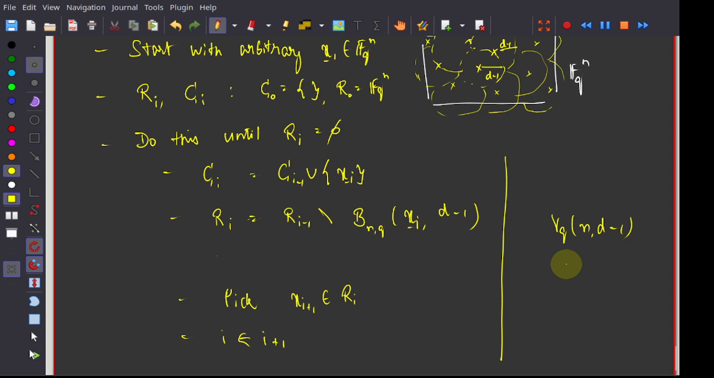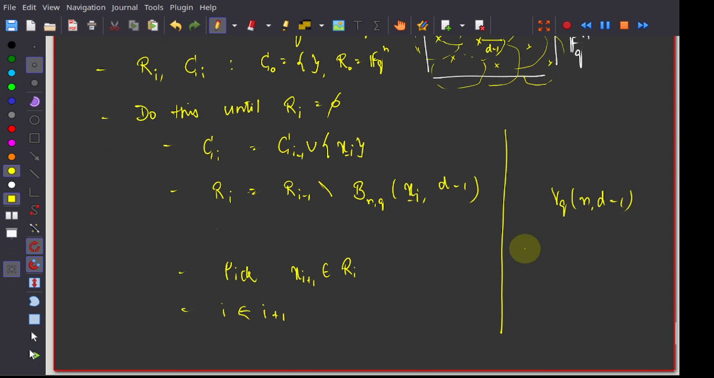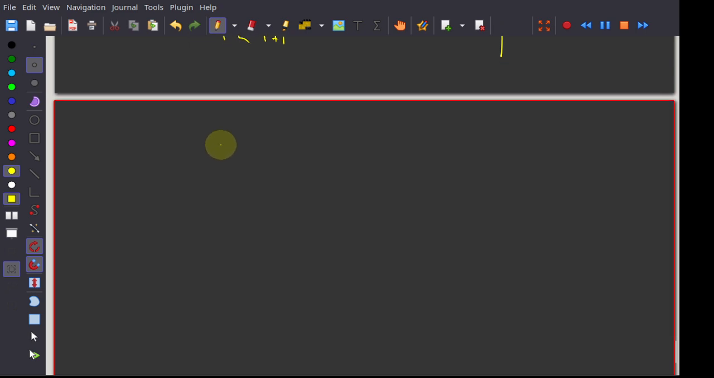And how many steps am I running this for? Capital M steps, right? Because I have M code words in the book. I'm guaranteed that ultimately I'm going to get a code book with minimum distance at least D. So what can I say about M? So M is at least how many? I have a total of q to the n vectors to choose from, and at each step I'm discarding V_q(n, d minus 1), correct?